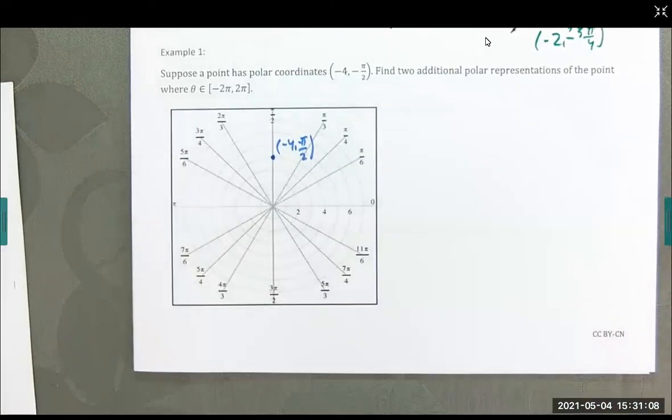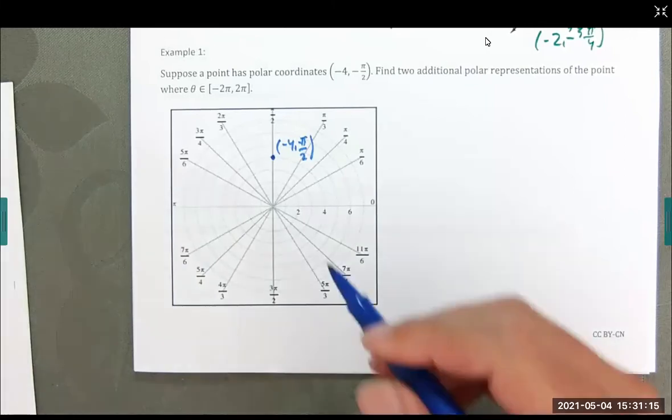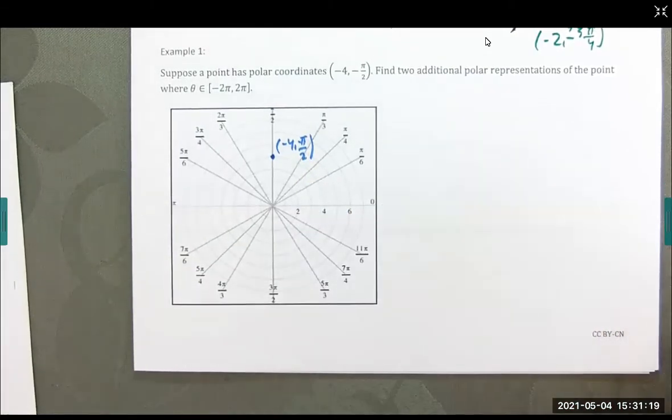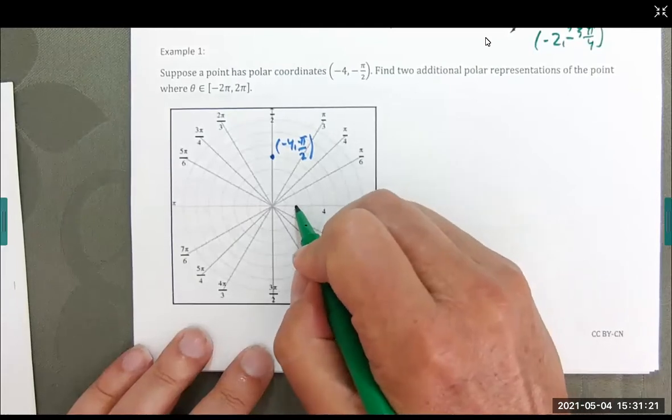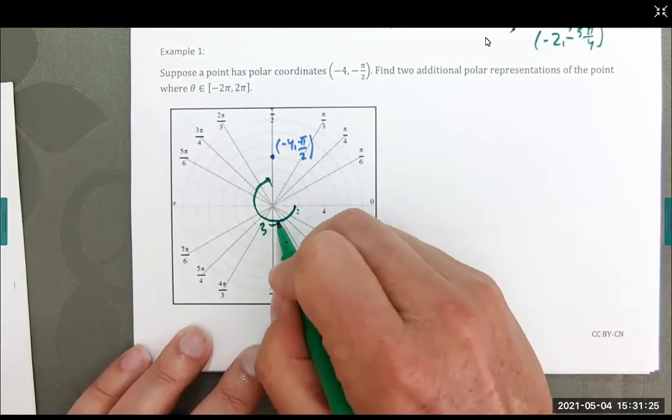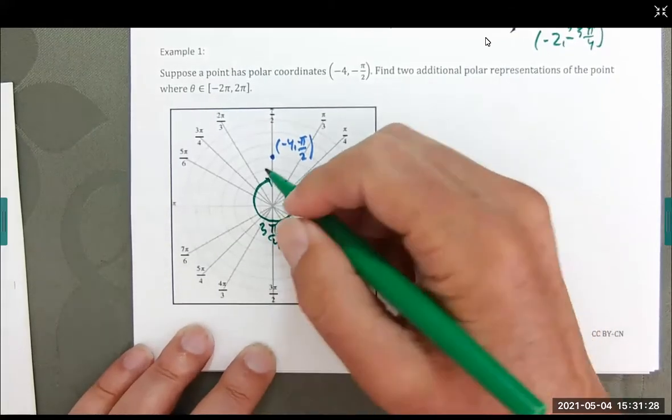And now I need to find new ways to get there. Well, one thing I could do, let's use a different color, I could start here and I could go a negative 3 pi over 4, and then a positive 4.